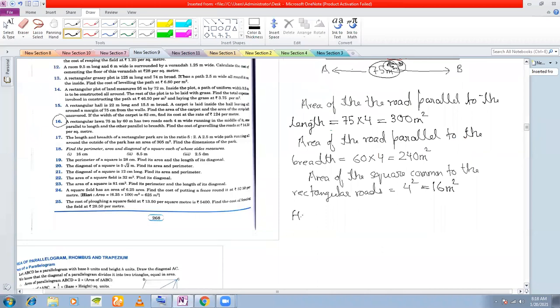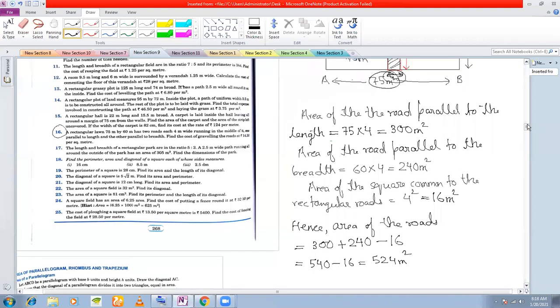Hence, what is the area of the roads? You add up the horizontal area 300 meter square. Next, you add up the vertical area of the vertical road, and you subtract the area of the square once, because you have considered the square twice. That's it. So this is 540 minus 16, which is 524 meter square. Okay, that's the area of this road.